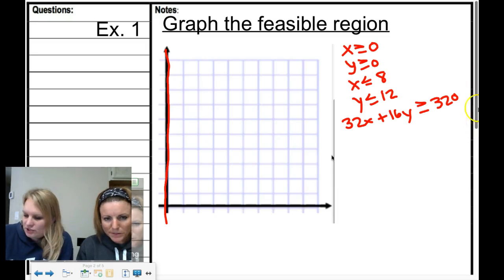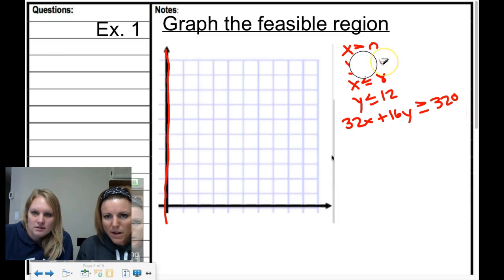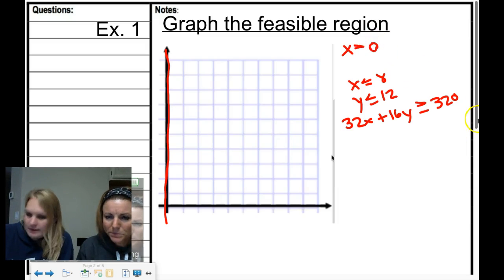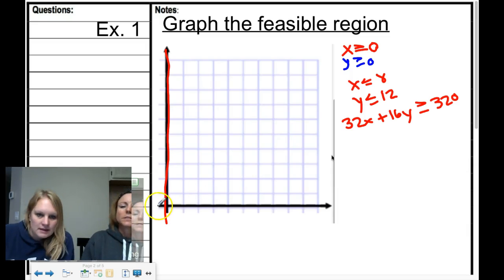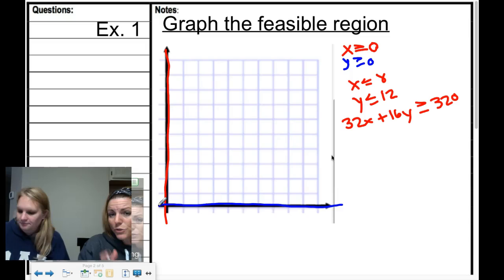I'm actually going to change these colors just so that we can see. Okay, so we got the x greater than or equal to 0. Then we got y greater than or equal to 0. And our little equal sign is up there. So then that's this one right here. So there are two lines.